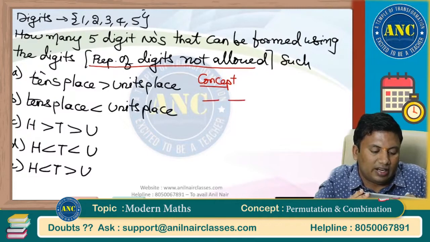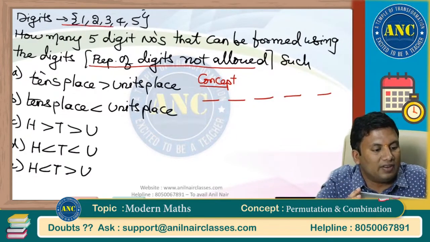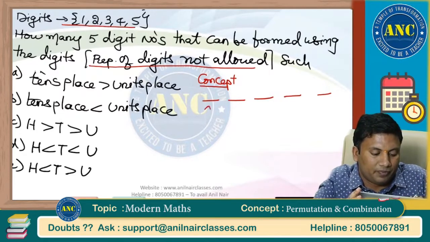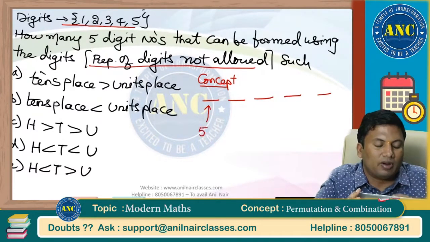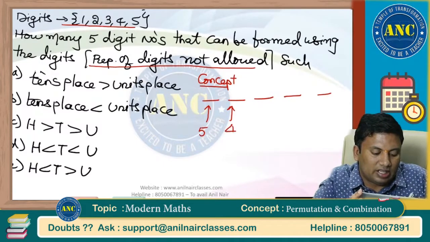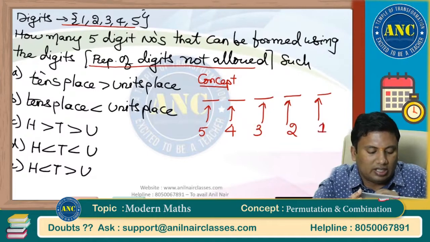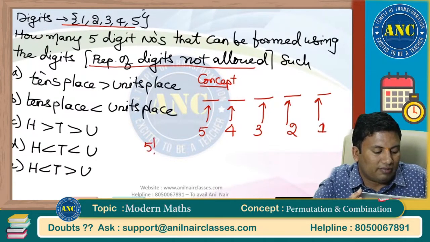First, I require a 5-digit number, 5 slashes. How many digits are given? 1, 2, 3, 4, 5. Any one out of the 5 will come. Repetition is not allowed. 1 digit is fixed, 4. 2 digits are fixed, 3. 3 digits are fixed, 2. Remaining 1 digit, it is 1. So in this one, 5 factorial, which is 120.